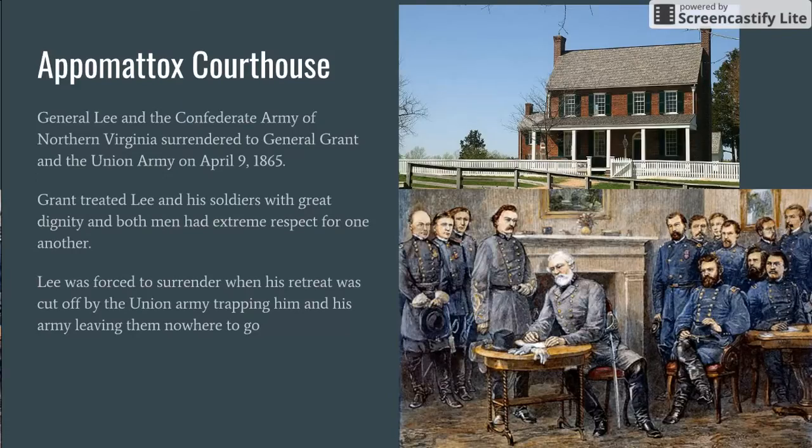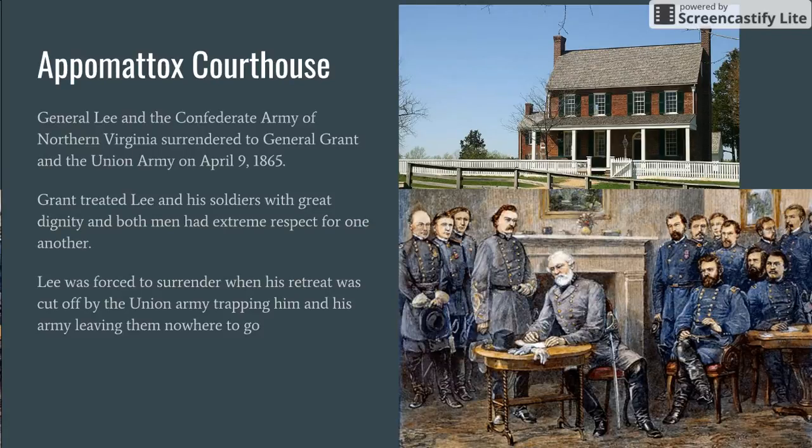Appomattox Courthouse. The top picture is an actual picture of what the courthouse looks like today out in Western Virginia. On the bottom, you see Robert E. Lee on the left with the white beard, signing the surrender papers to Ulysses S. Grant, who's sitting in the chair on the right. And this is where the Civil War officially came to an end.